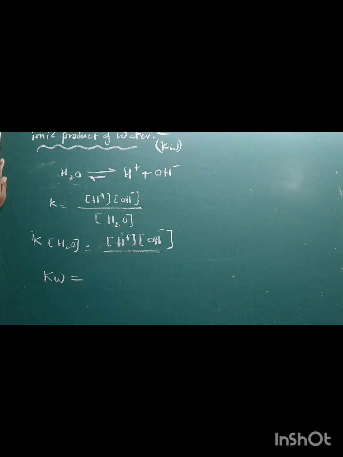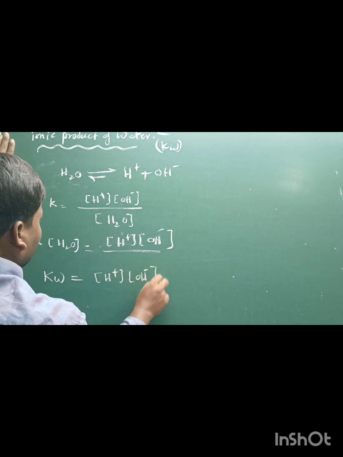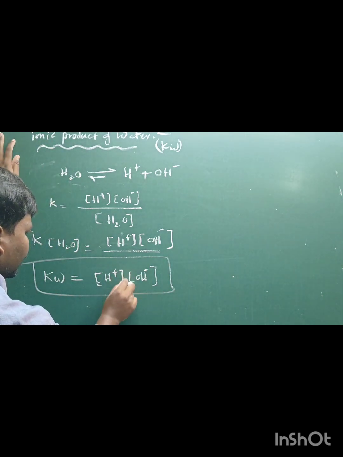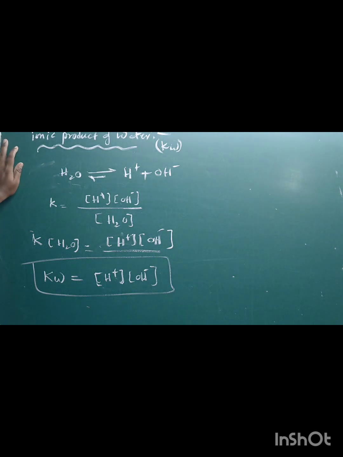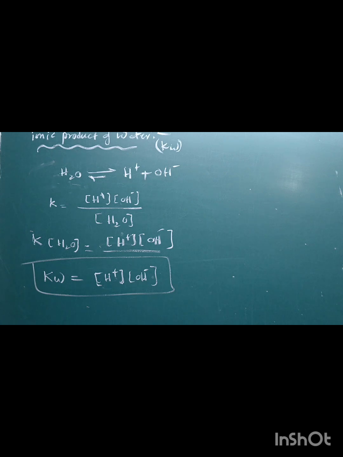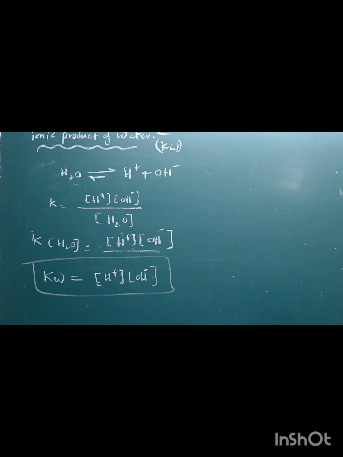This is the formula of the ionic product of water. How do we define the ionic product of water? The product of the concentrations of H plus ion and OH minus ion at a constant temperature is called the ionic product of water. Kw is defined as the product of the concentrations of H plus and OH minus ions.